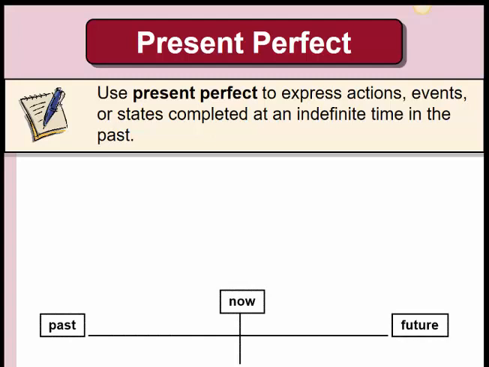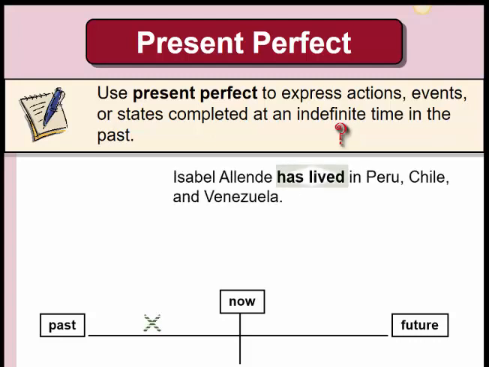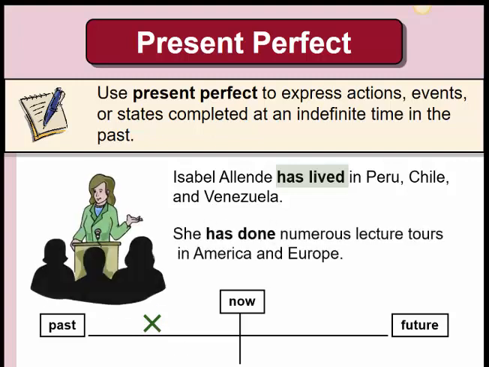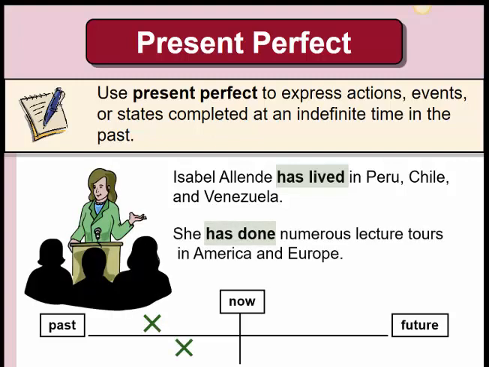Present perfect, that's number 3. And although the name says present perfect, we know that it refers to actions that happened or were completed at an indefinite time in the past. And the key concept is indefinite. We don't know when the action happened, or we don't want to say when the action happened. So Isabel has lived in Peru, Chile, and Venezuela. Don't know when. She has done numerous lectures. Don't want to say when. In general, it covers a period of time from the past to the present, and we never say when.